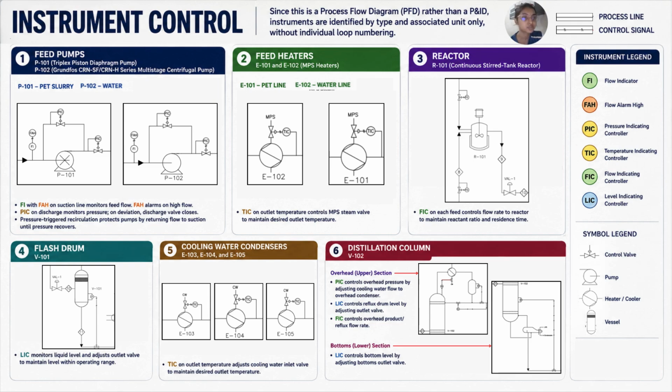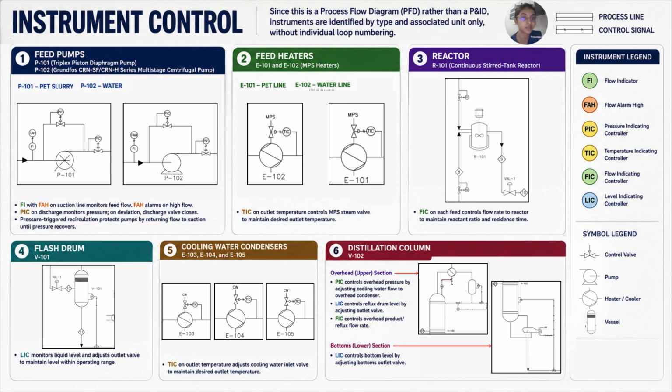This slide shows the instrument control system for our process flow diagram. Starting from the feed section, the feed pumps use flow indicators and flow alarms to monitor the slurry and water flow, while pressure indicating controllers maintain the required discharge pressure and protect the pump. Next, the feed heaters use temperature indicating controllers to regulate steam flow, ensuring the feed reaches the desired temperature before entering the reactor. In the reactor, flow indicating controllers control the feed flow rates to maintain the correct reactor ratio and residence times for efficient reaction.